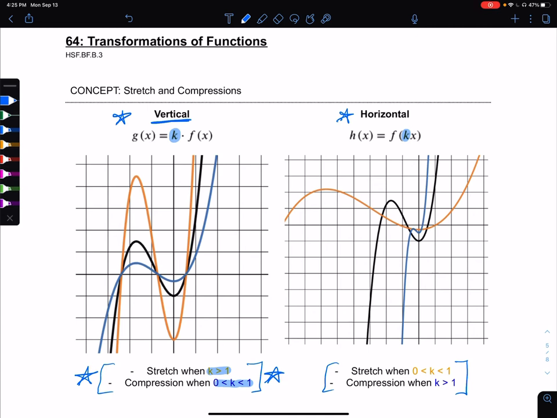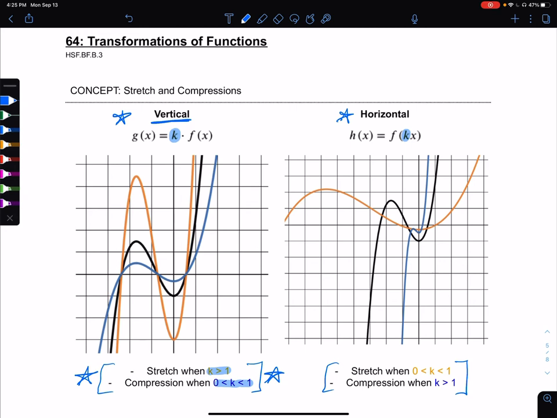Our turning points are getting pushed or pulled to the left and pulled to the right. Not the easiest to see. Horizontal stretches are generally less common, or we use them less frequently in this course, but they're a little bit more of a pain to deal with. And they are backwards. So the compression would actually be if k was greater than 1. And you can see that it's being flattened. It's being pressed in towards that y-axis.